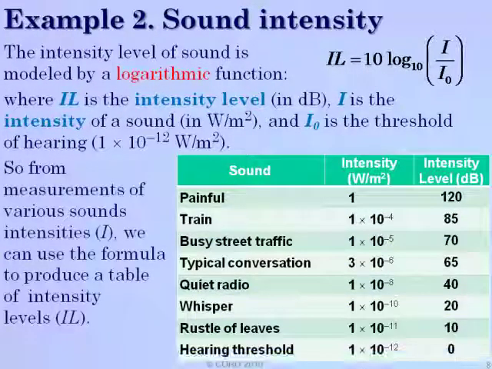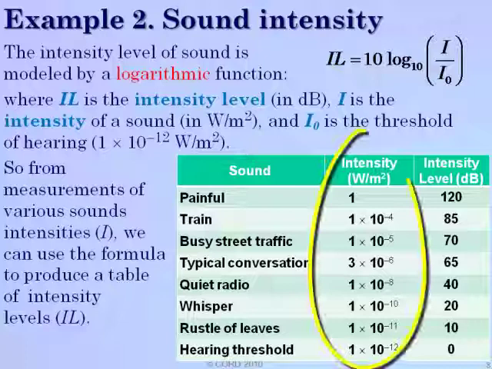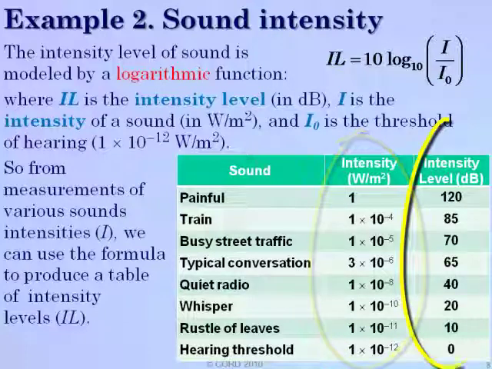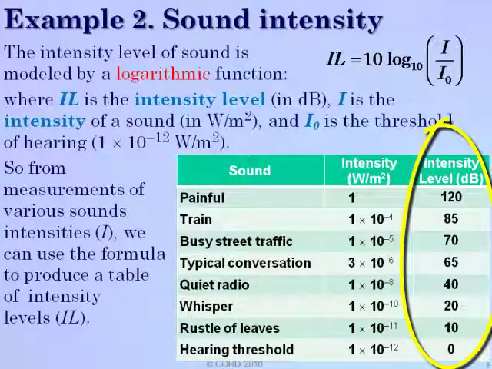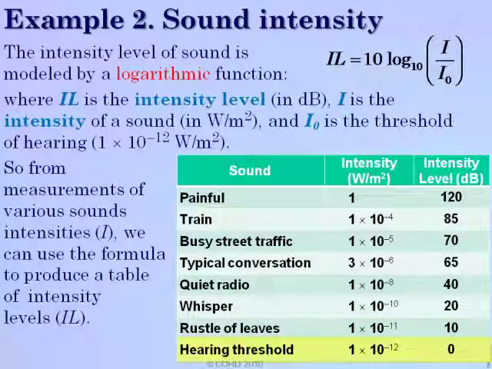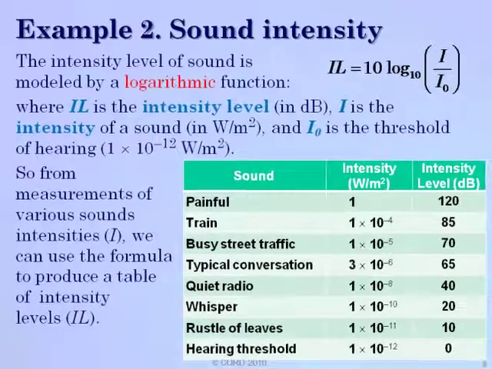So for some measurements of various sound intensities, we can produce a table, just like here, where we have the intensity that's measured, the I values, and the IL, the intensity level values. And you can see at the hearing threshold, the IL value is equal to the log base 10 of 1 times 10 to the minus 12 divided by the threshold, which is 1 times 10 to the minus 12. So that's a log of 1, which happens to be 0. And then as we get louder and louder, the intensity levels increase.